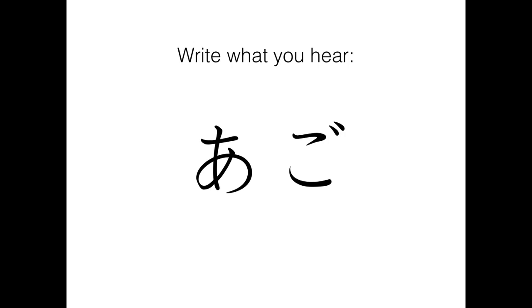Here's the answer. How'd you do? So 2 syllables, a, go. Ago. If we romanize those again, we have a and a go, right? The ten-ten there, again, turns the K sound, the ko, into a G sound, go. So we end up with ago.